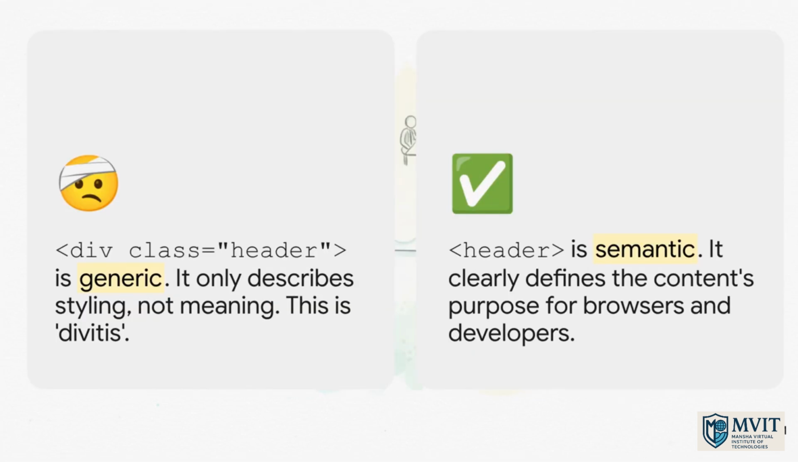And right here, you can see exactly why this matters so much. The code on the right isn't just tidier, it's intelligent. It speaks a language that browsers, search engines, and accessibility tools can instantly understand. Using the right tag for the job is absolutely critical. It's the difference between a building with clear signs and one where every door is just labeled door.